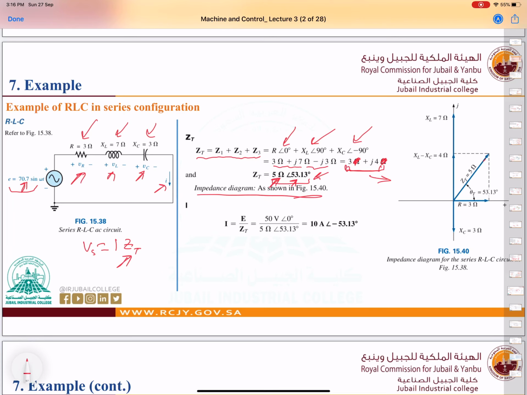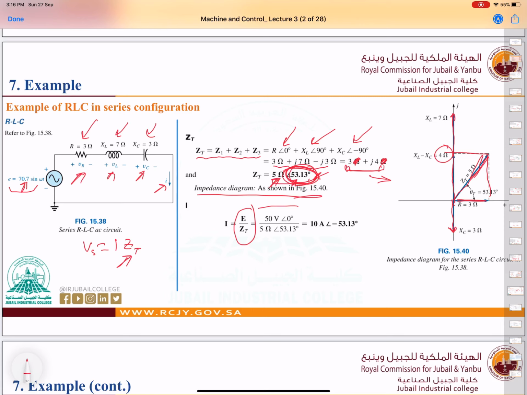This is the 3 ohm, and this is the 7 ohm for the inductor, which is at plus 90, and this is minus 90 for the capacitor, which is 3 ohm. So the difference is 4 ohm. Now this is the total, Z total, 5 ohm with angle 53.13.